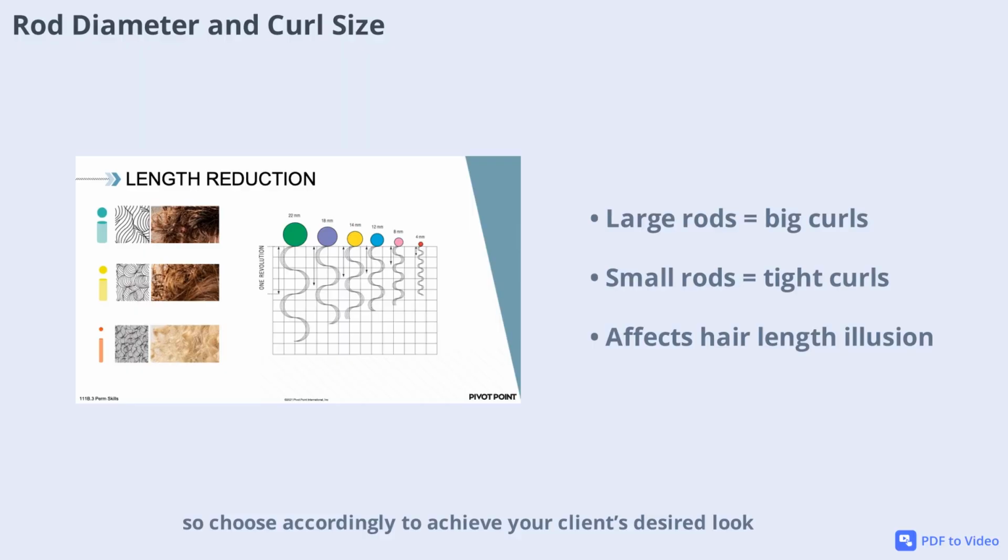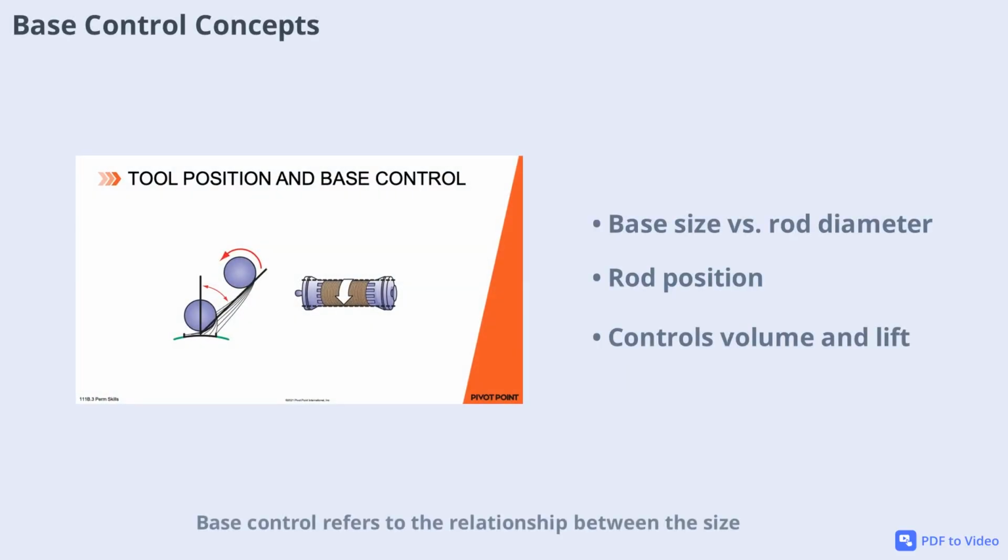Base control refers to the relationship between the size of the base and the diameter of the rod, as well as the rod's position in relation to the base. Mastering base control is essential for achieving the desired volume, lift, and curl direction in the finished style.